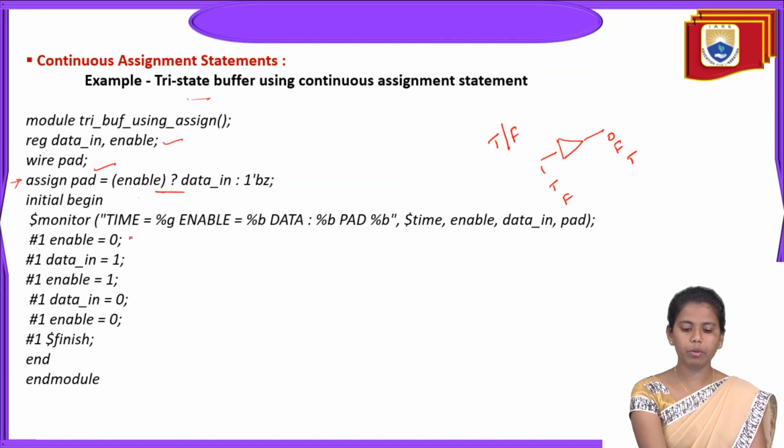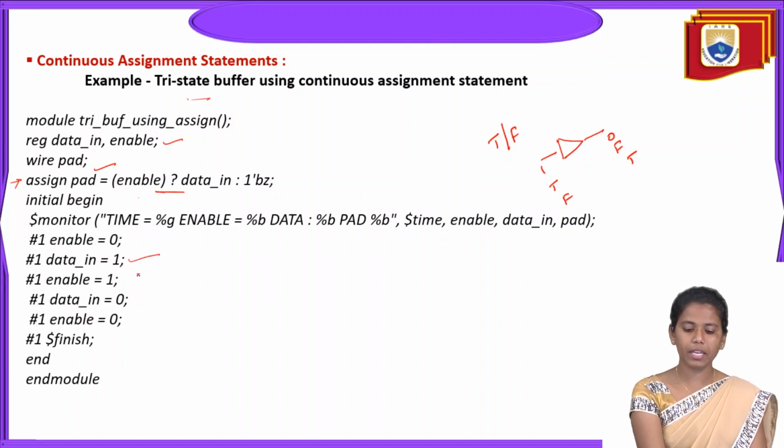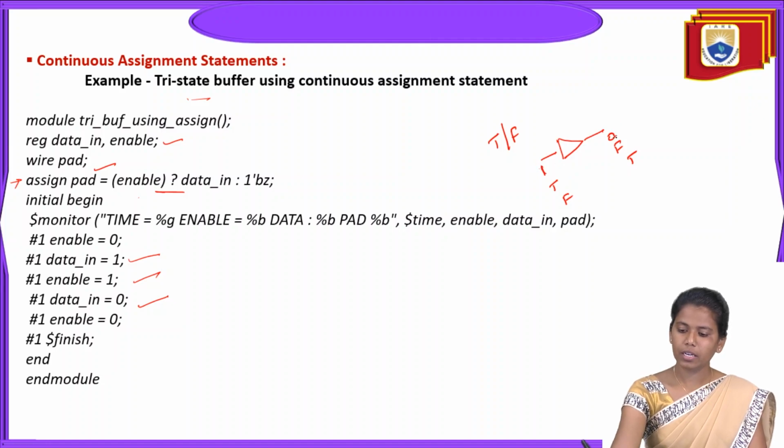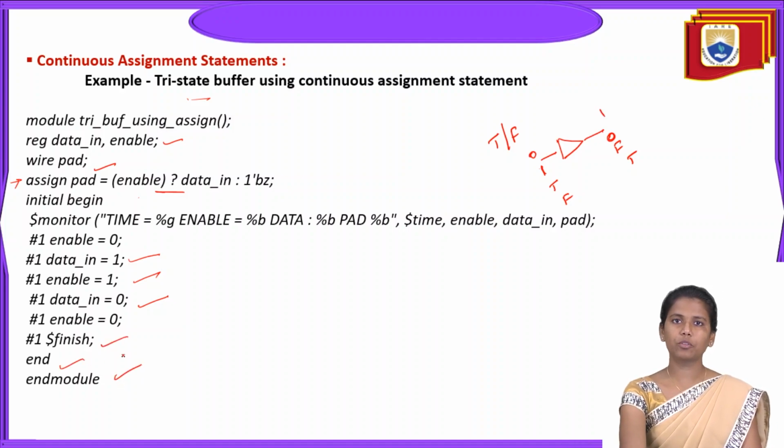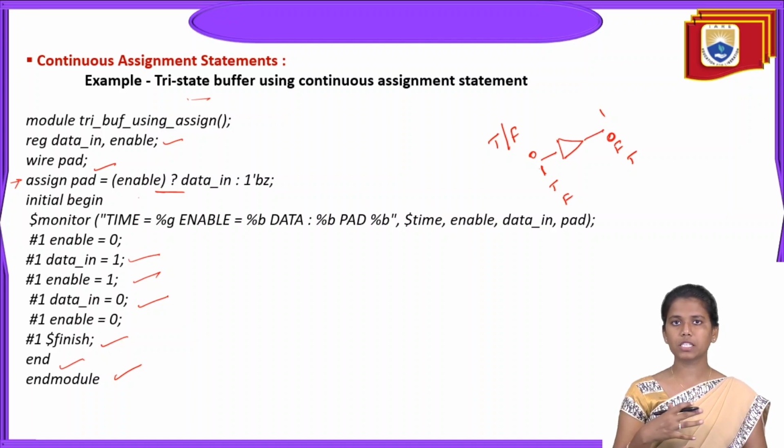Then finally enable: if enable is 0, data in as 1, and if enable is 1, data in as 0, right? When enable is 1, data as 0. When enable is 0, data as 1. Then finally finish and end module. So these are very basic and simple examples to write when you come across a question based on the continuous assignment statement with respect to the tri-state buffer, right?